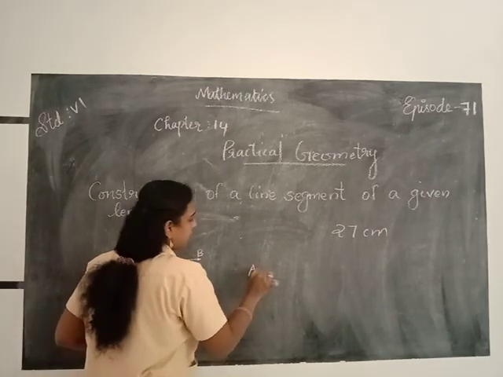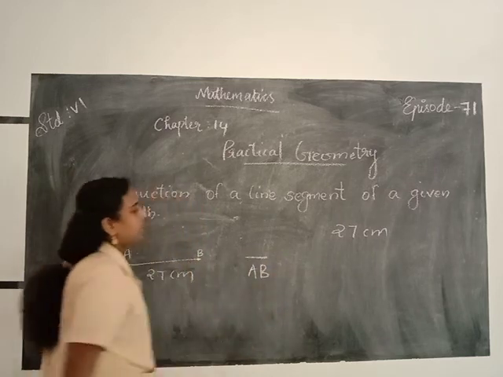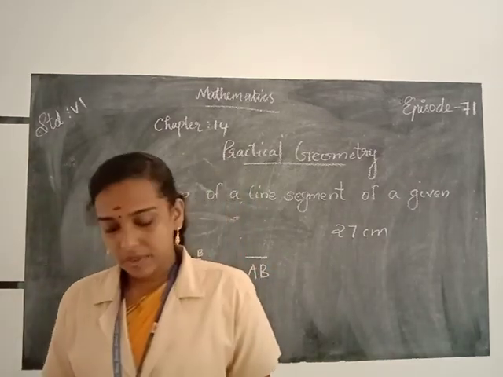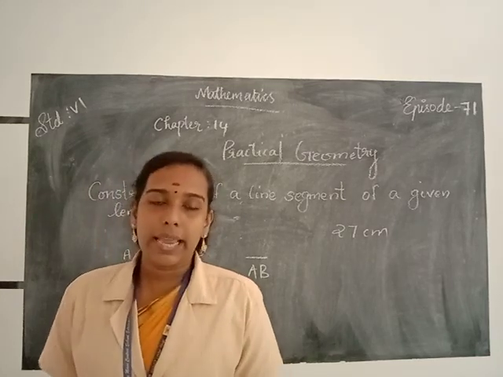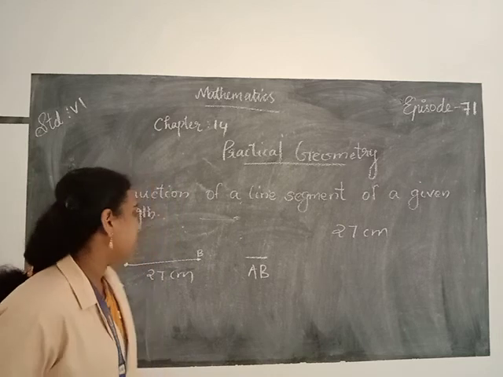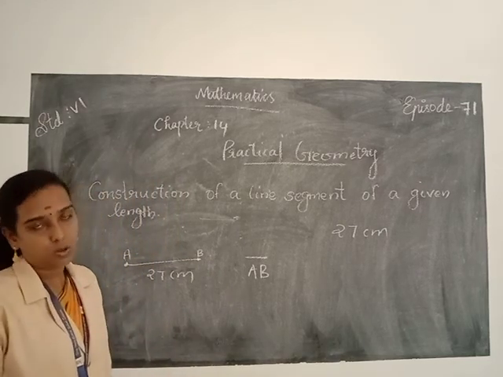We can denote the line segment as line segment AB. In this way we can draw a line segment of a given length by using our ruler.